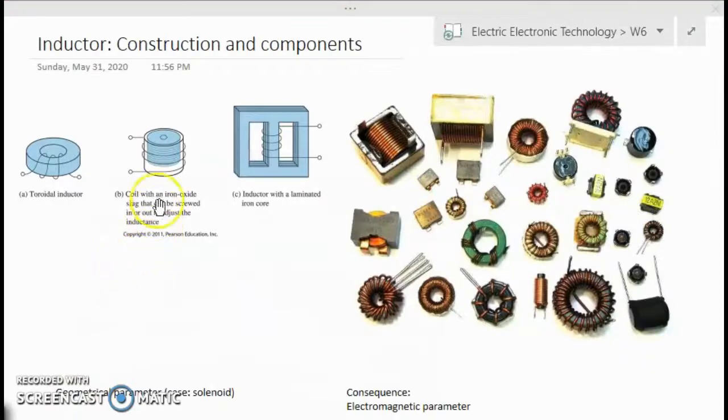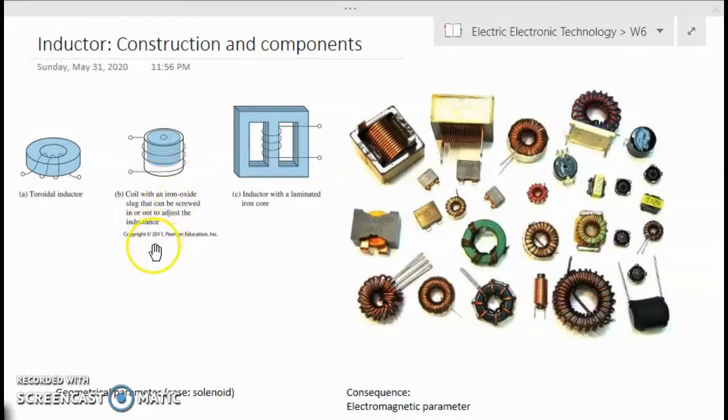Now we're going to look at inductors. We'll start with their construction and components. So what are inductors made of? Inductors are basically a coil of wire, and sometimes it can be coiled around a core, for example a laminated iron core like this one. It can be coiled around just a bar, or around a cylindrical bar like this. It can also be coiled around air, around nothing.